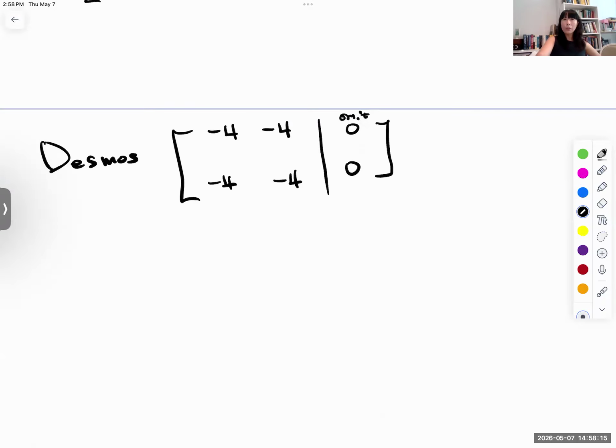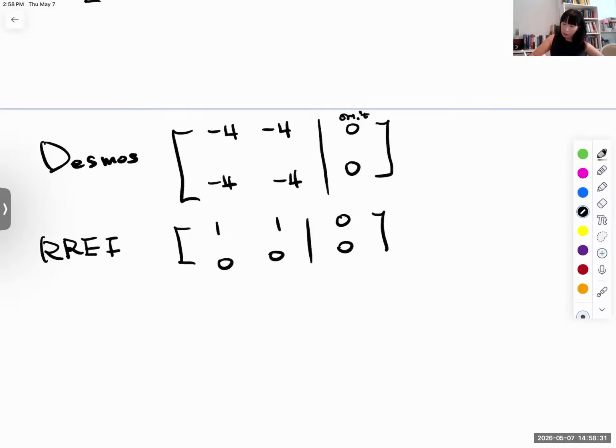Then reduce to row echelon form, find the solution, right? So we have 1, 1, 0, 0. We have 0, 0. That means x of 1 here, x of 2 here. Yeah, x of 2 is free again. Okay, so let's rewrite this one. This means x of 1 plus x of 2 equal to 0, right?